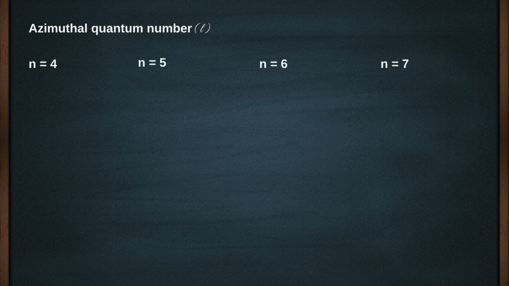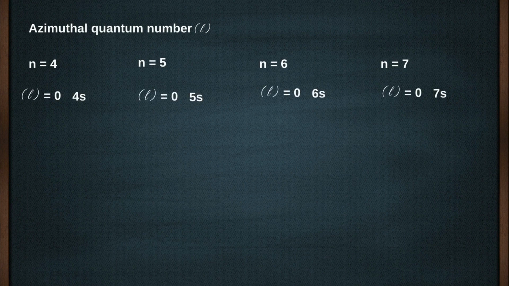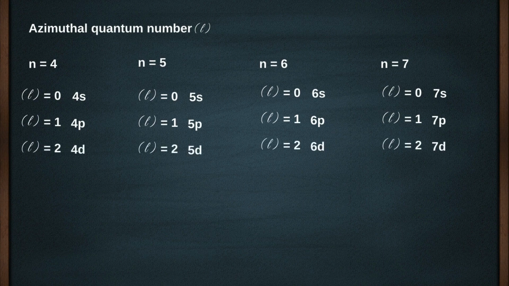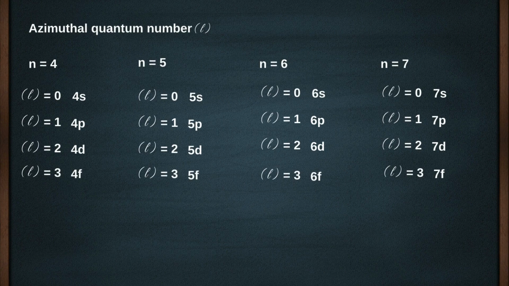For the 4th, 5th, 6th and 7th orbits, only 4 values of L are possible: L equals 0, L equals 1, L equals 2 and L equals 3, indicating s, p, d and f orbitals within each orbit.